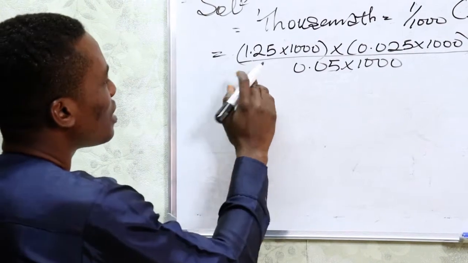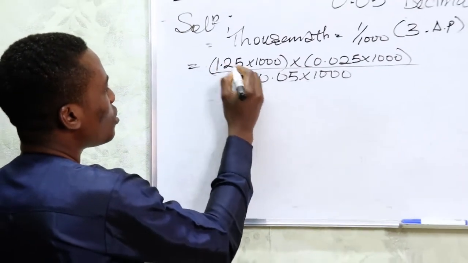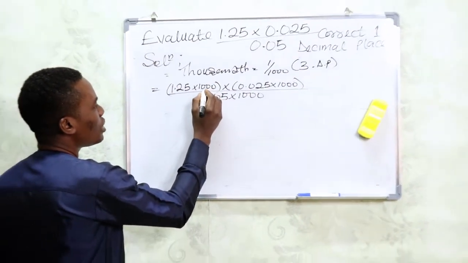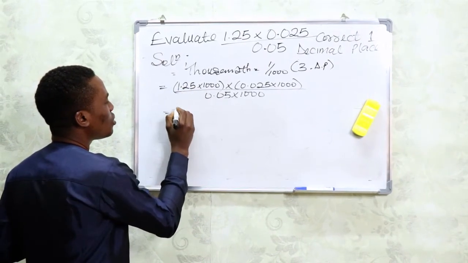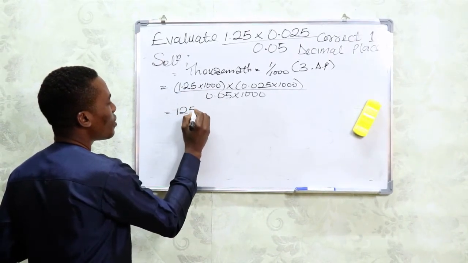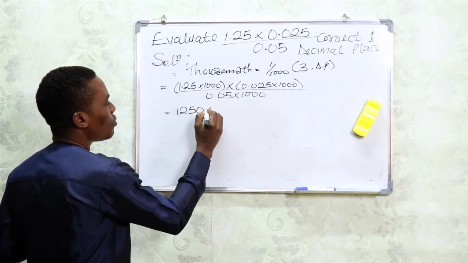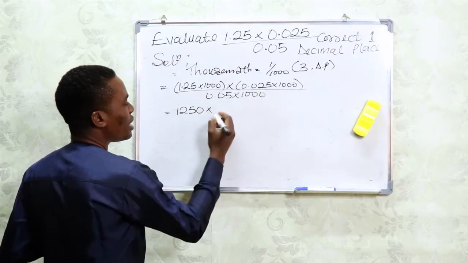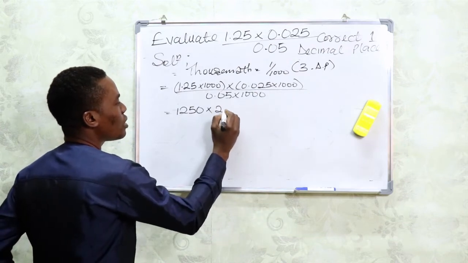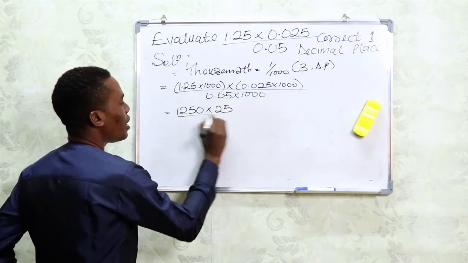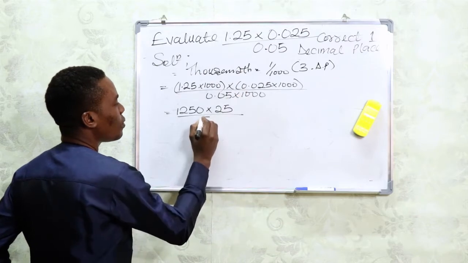Now let's look at this. This is 1.25. We have 2 decimal places here. This will cut this. So the result will give 125 with the last 0. If you multiply this, the 3 decimal places will kill the 3 zeros. That will give you 25. Divided by this will give you 50.